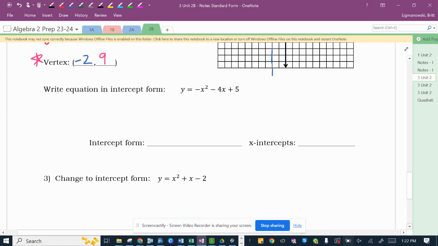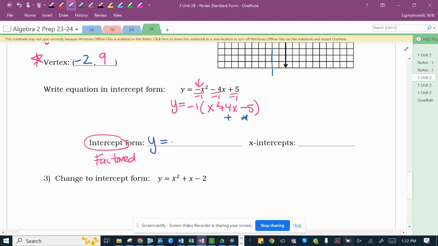All right, now, again, we're going to write this in factored form. But I have this negative in front. So the first thing I'm going to do is take out a GCF of -1. So we'll put on a negative in front. Then I'm going to think about what multiplies to -5 and adds to 4. So plus 5 minus 1 would multiply to -5 and add to 4. And again, my x-intercepts are always the opposite of my factors. So -5 and +1.